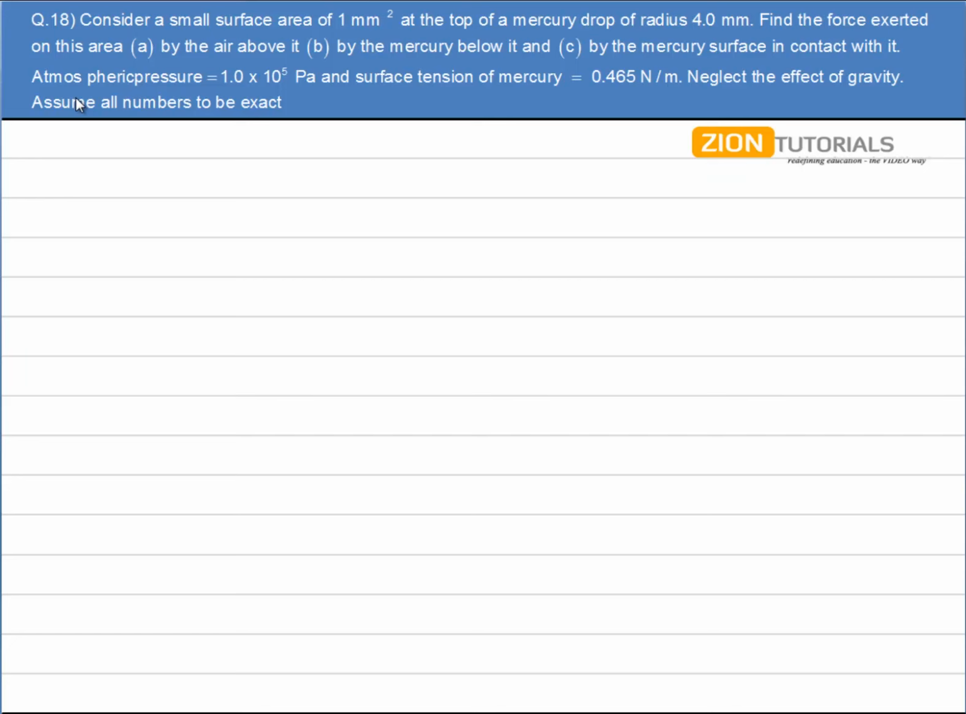Consider a small surface area of 1 mm square at the top of a mercury drop of radius 4 mm. Find the force exerted on this area first by the air above it. Right, now it is very clear that, let's say this is my drop. It has an area of 1 mm square, or 1 into 10 to the power minus 6 meter square, and the radius is given as 4 mm, that is 4 into 10 to the power minus 3 meters.